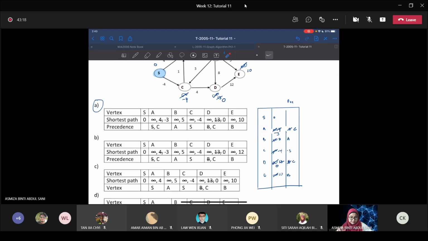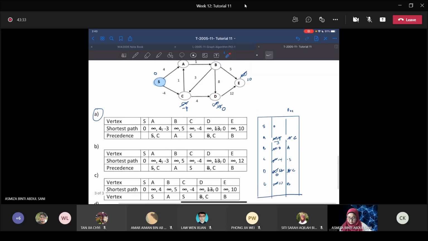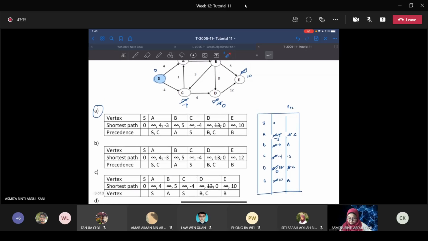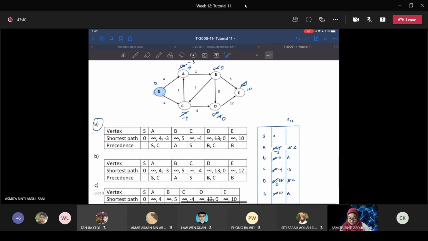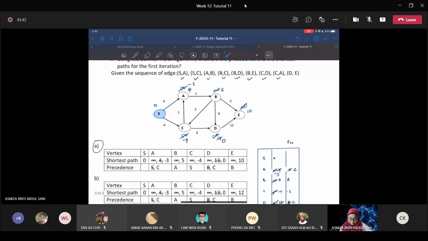So basically, since this one is not complete, once you run it until it's complete, you should be able to get this table, and then you should be able to get the path. And you should also be able to get the distance as well. It's just that in this case you have to run it 5 times.